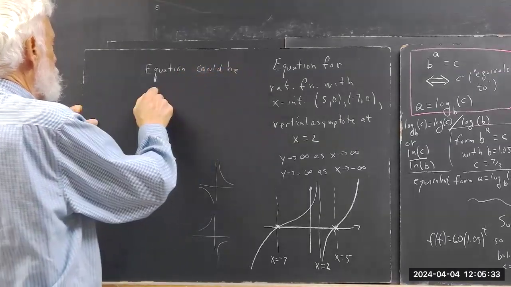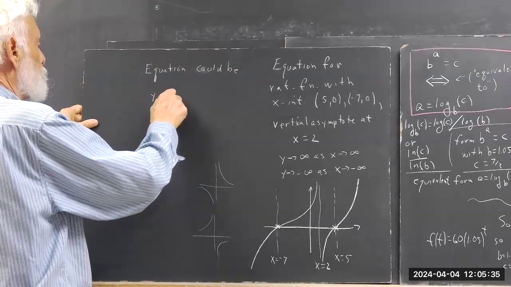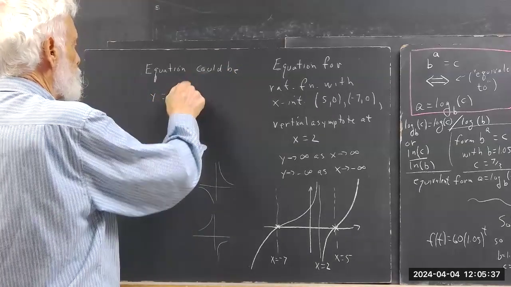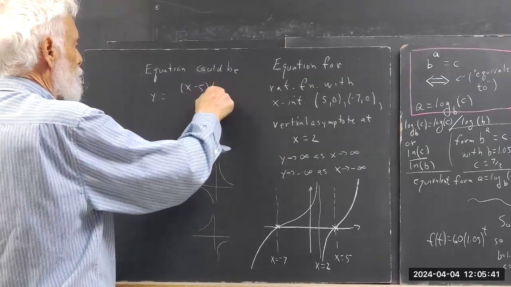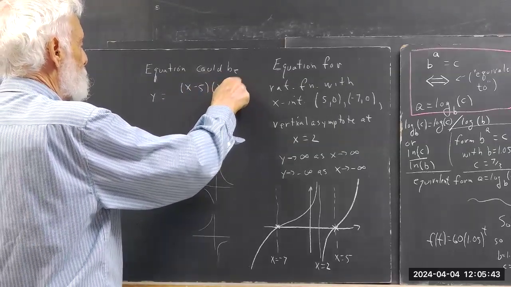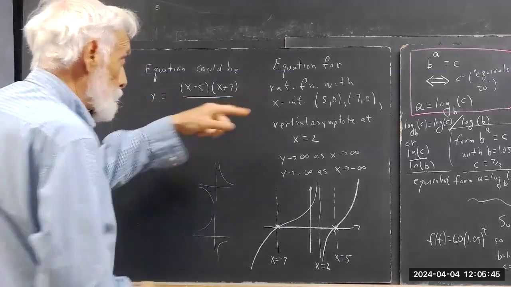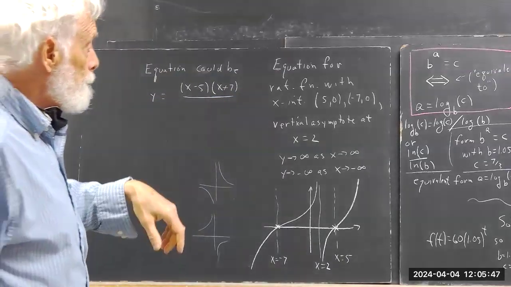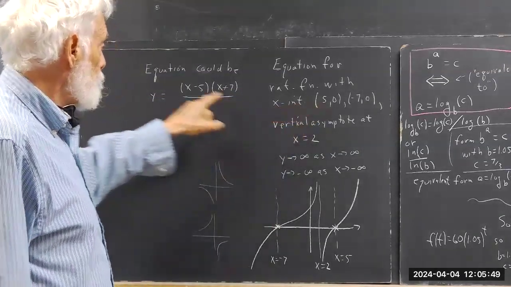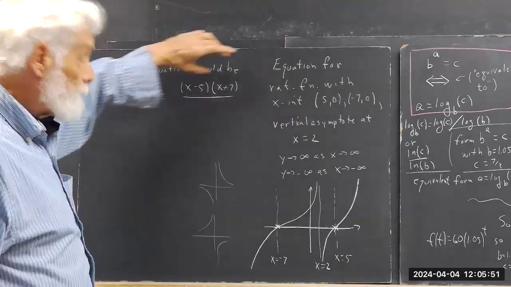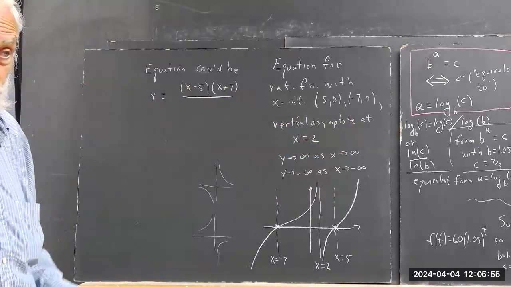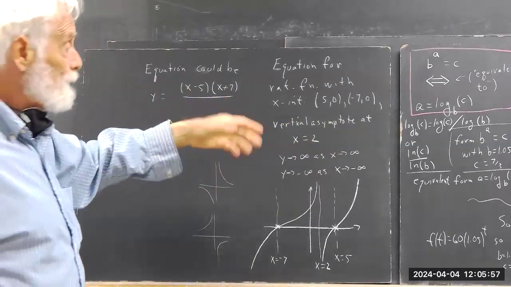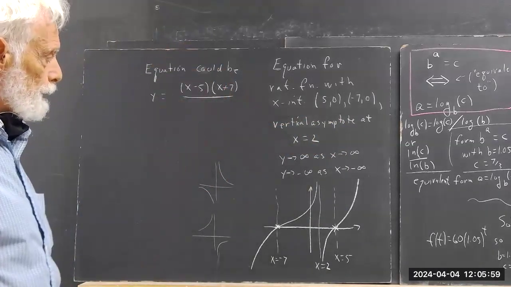So the equation could be y equals (x minus 5) times (x plus 7) in the numerator. Because if x equals 5, that's going to give you 0. And if x equals -7, that's going to give you 0. No matter what the denominator is, unless the denominator has an x minus 5 or an x plus 7 in it.